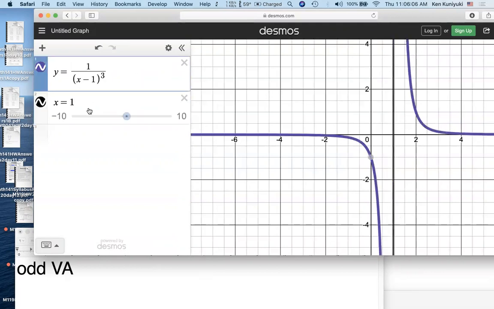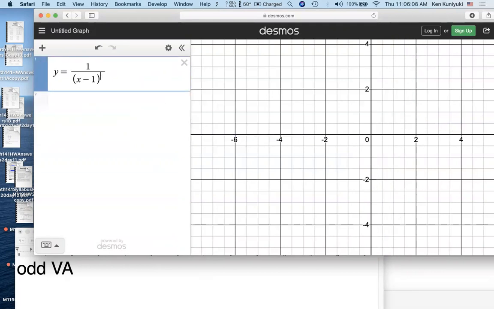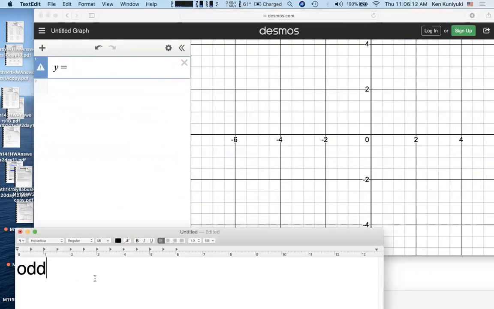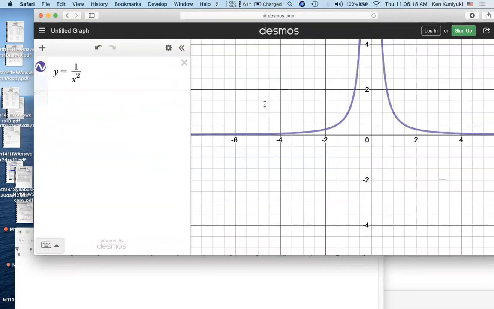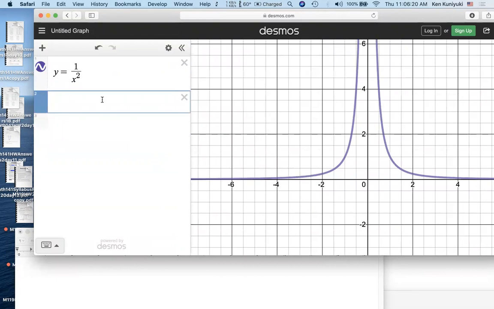Now what if it's even? What if we have y equals 1 over x squared? How did the graph of y equals 1 over x squared look like? It was a basic graph. It was this volcano graph. But once again, the y-axis, x equals 0, is a VA.